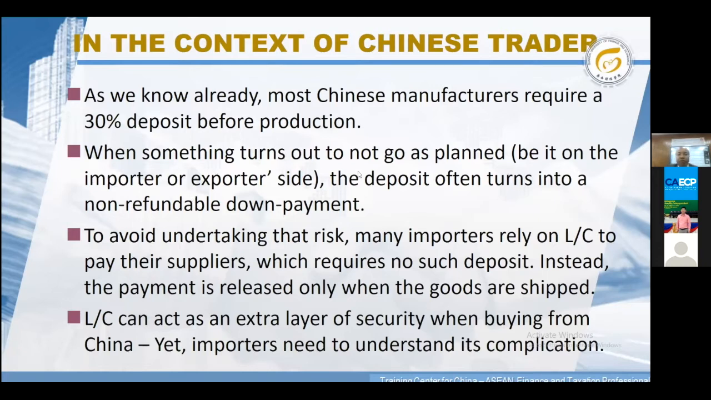We know that the Chinese manufacturers require a 30% deposit or down payment before production. So it's something that we need to know when something is going wrong. Something is going wrong here. It's not because of the Chinese supplier, but also the one who is importing, having problem to comply with the contract.